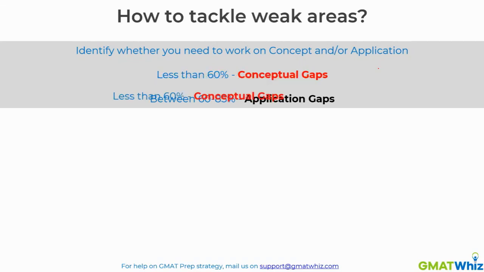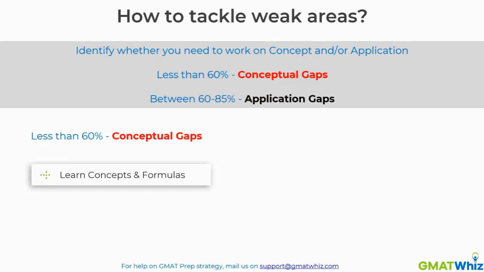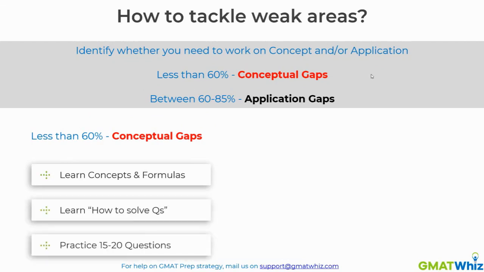Okay, so what you do for conceptual weaknesses is you learn the concepts and formulas again, because it's possible that you have forgotten them, or you need a very quick revision of those. So please go through those again by going through the videos for that respective file, and then learn how to solve questions using the concept booster. And after going through the concept booster, then practice 15 to 20 questions properly.